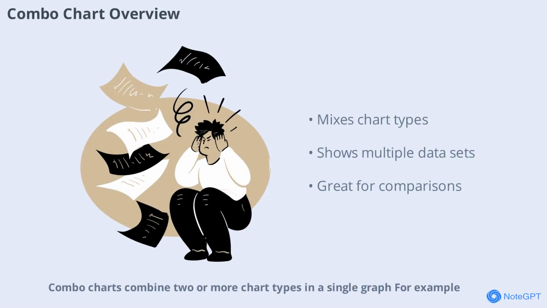Combo charts combine two or more chart types in a single graph. For example, you might use columns and lines together to show sales and profit trends.